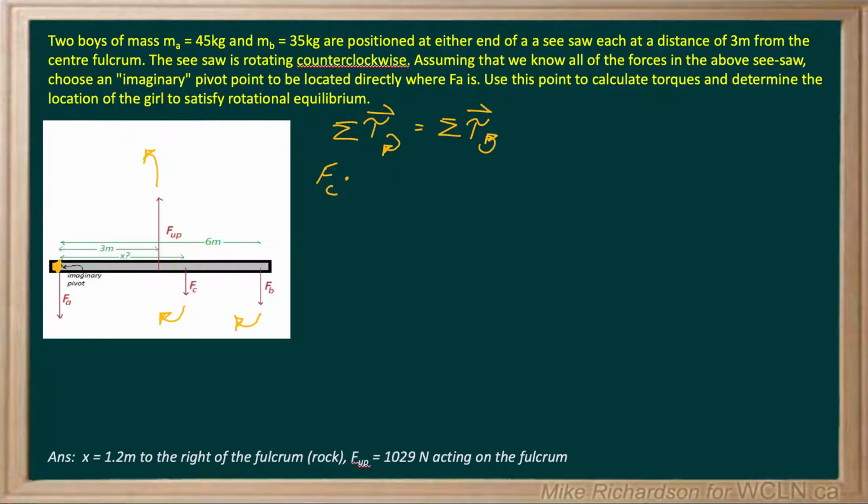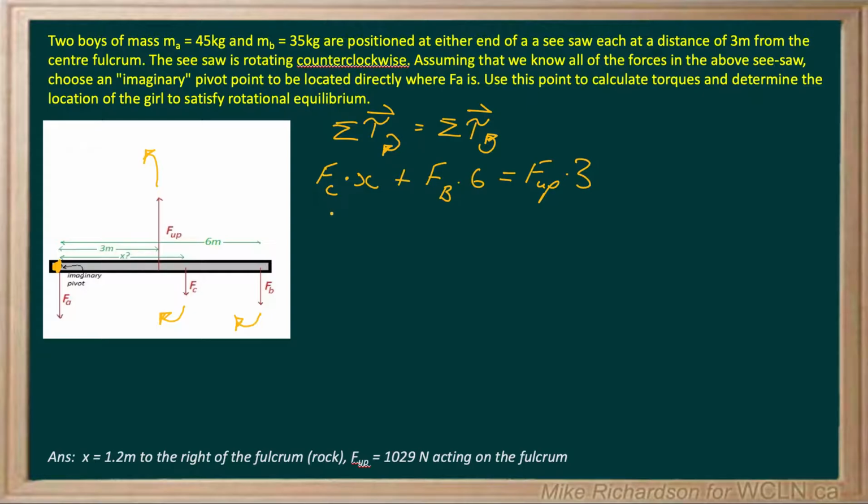FC times, now we want the perpendicular distance to the pivot point. Well, my pivot point's over on the far right. We're trying to figure out that distance. So it's x. I want to figure out what x is. FB is also a clockwise torque. And FB is a full 6 meters away from my new pivot point. What about my upward force? Okay, I've got my upward force. How far away is it from the pivot point? It's only 3 meters. It's at the halfway point. So there's my equation. Now let's start filling in our values.